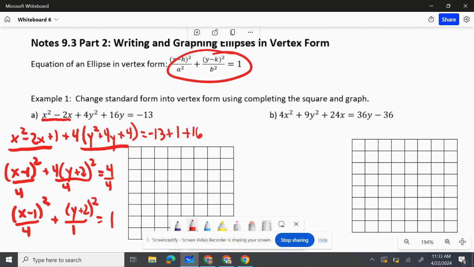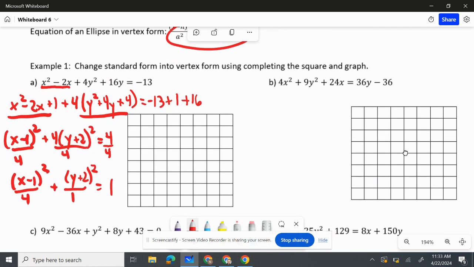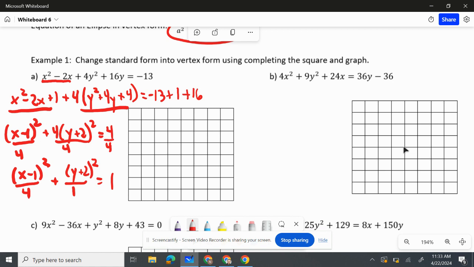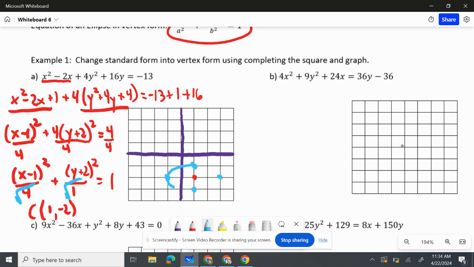So the first thing we're going to do is find the center. When we're finding the center, we use the opposites. So our center is 1, -2. So we go to 1, -2. Then we take the square root of 4, which is 2. So along the x-axis, I'm going to go to the right 2 and to the left 2. And then I take the square root of 1, which is 1, so I go up 1 and I go down 1. And to the best of my ability, I make it look like an ellipse or an oval.